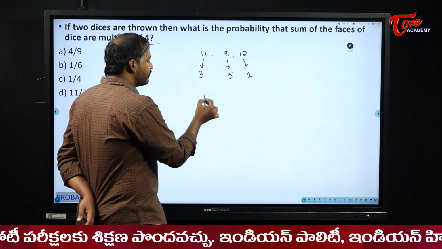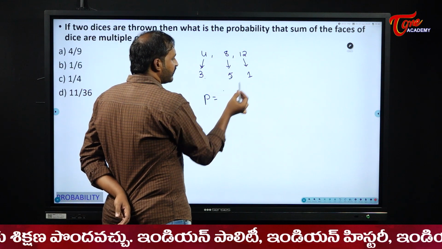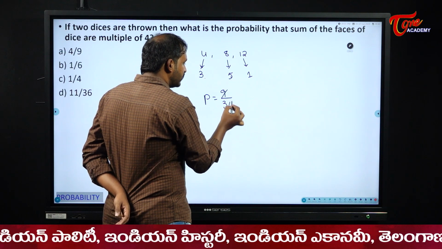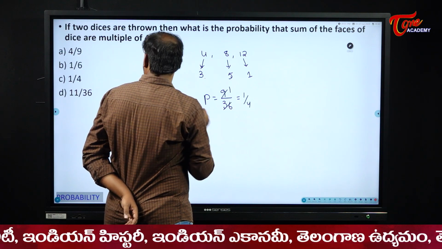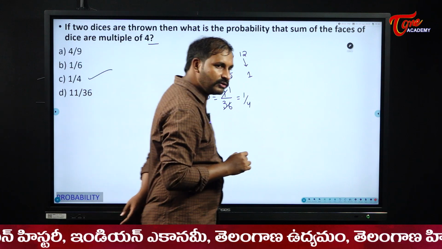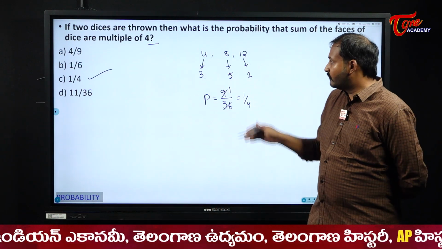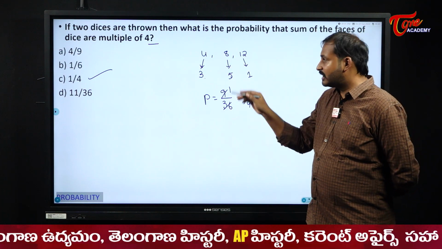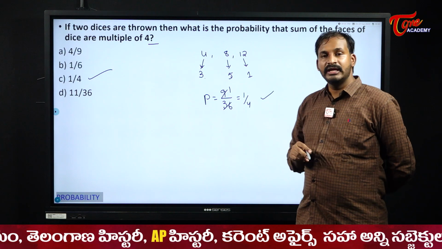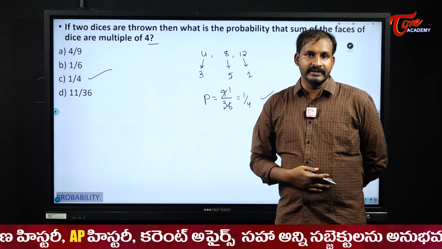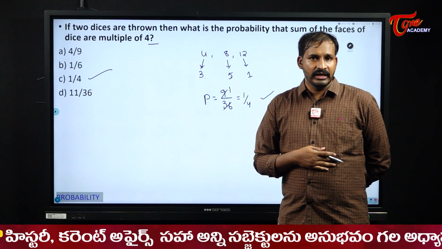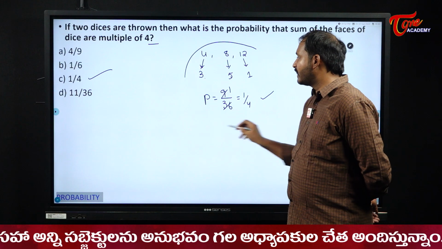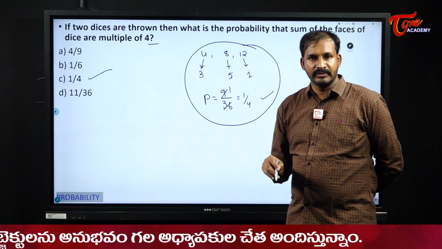So what will be my probability here? 3 plus 5 is 8, 8 plus 1 is 9. 9 by 36. So here my answer becomes 1 by 4. See here, students, how easily and quickly we solved this one. If you know how many times 4 will come, 8 will come and 12 will come, you will get the answers very quickly and easily. Understood? This is how we are going to solve this type of problems. Just please keep an eye on this one. That is enough. Nothing more than that.